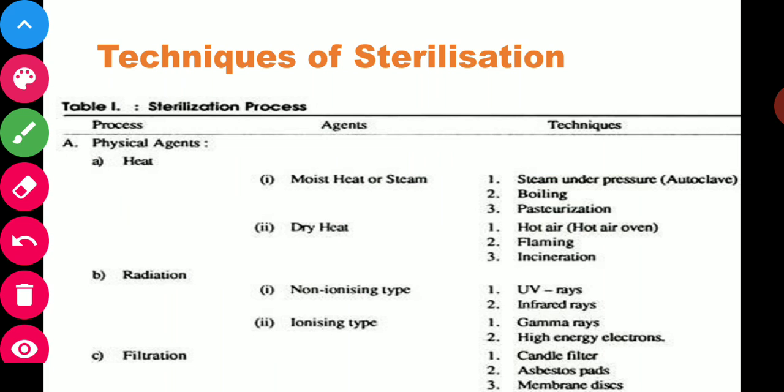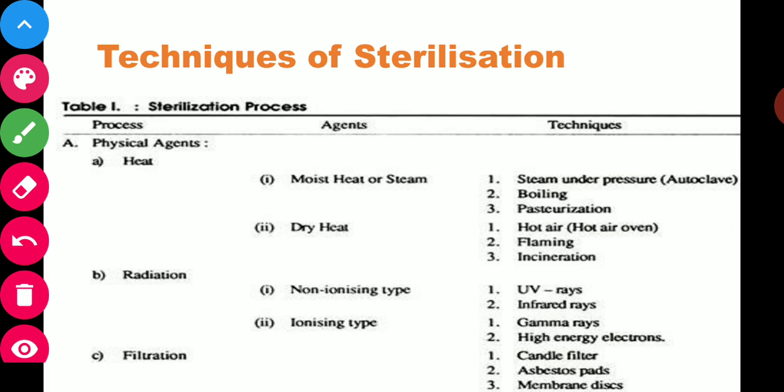The sterilization process includes some physical agents like heat. Heat may be of two types: moist heat or steam, or dry heat. Techniques used are steam under pressure, that is autoclave, boiling, pasteurization, hot air oven, which is used for dry heating, flaming, and incineration. These are all heating methods, which may be wet heat or dry heat.